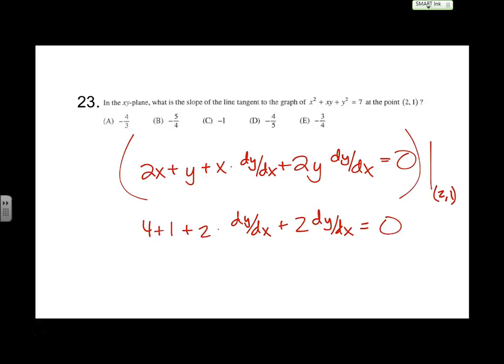All the x's and y's are just numbers, right? So 2 dy/dx and 2 dy/dx will make 4 dy/dx, right? Yes. 1 and 4 makes 5. Move it to the other side. Divide by 4. What's our final answer? 5 over 4. Yes.